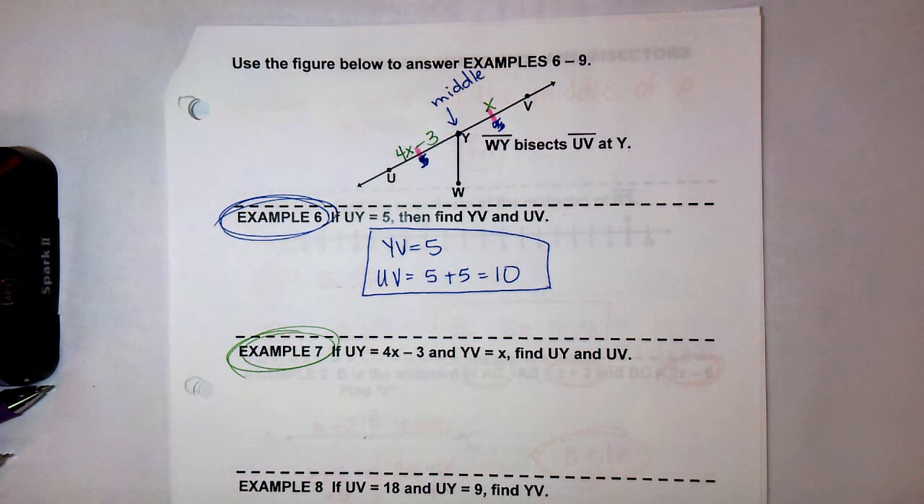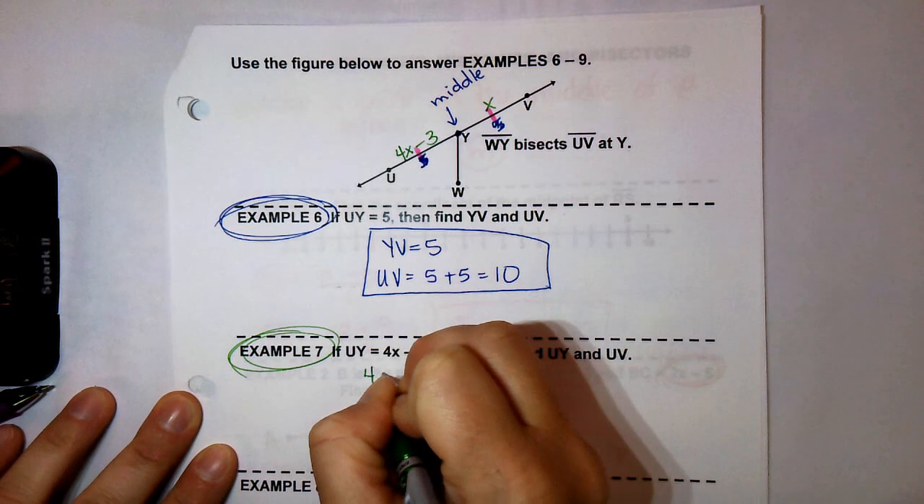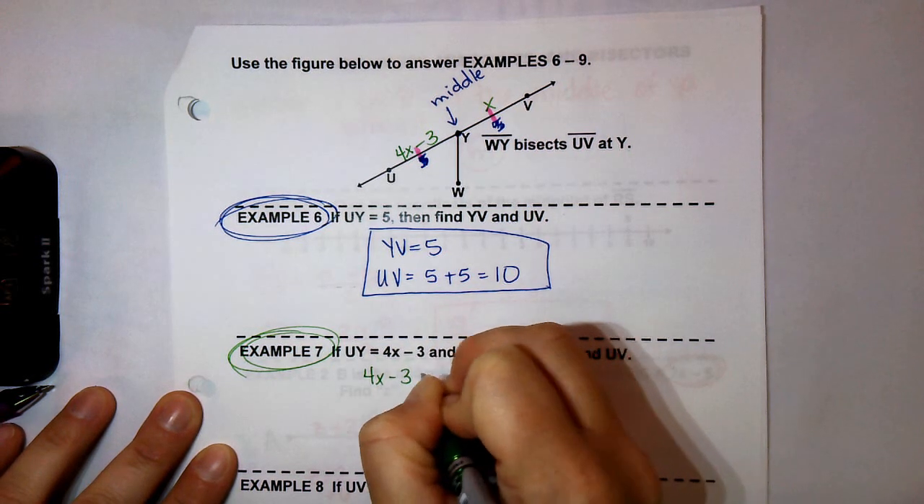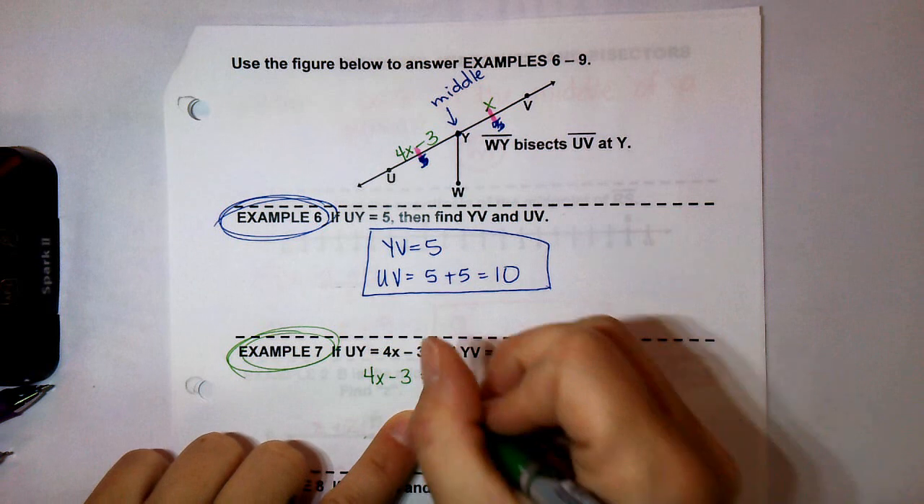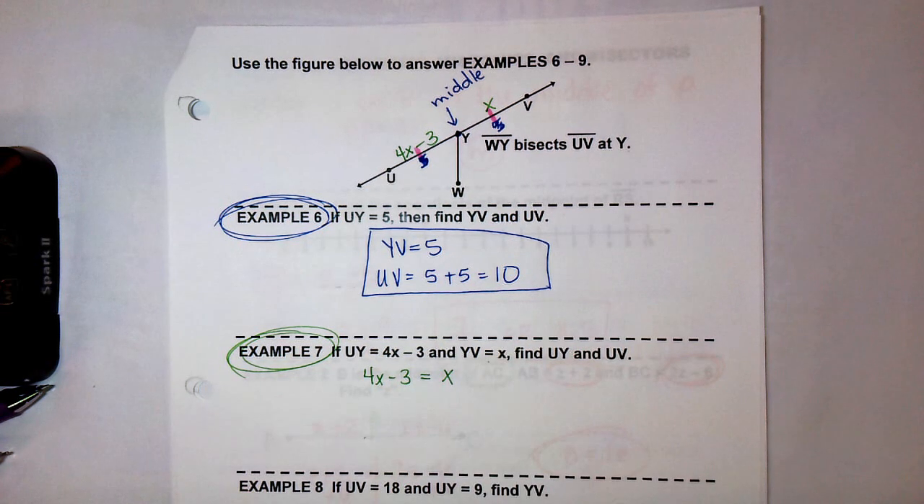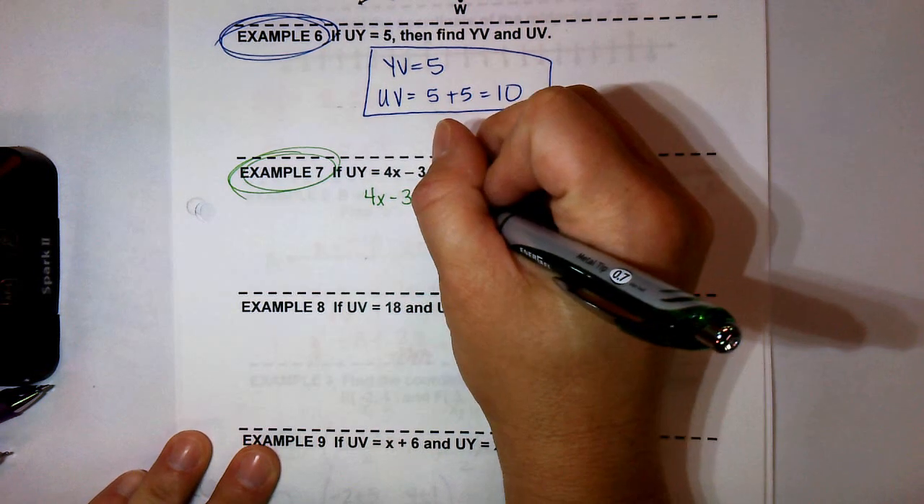What did you tell me about the left and the right? They are equal. So put an equal sign in between the two sides. 4x minus 3 equals. So Y is your equal sign. Whatever's on the left equals the right. 4x minus 3 equals x. Now you have an algebra problem.